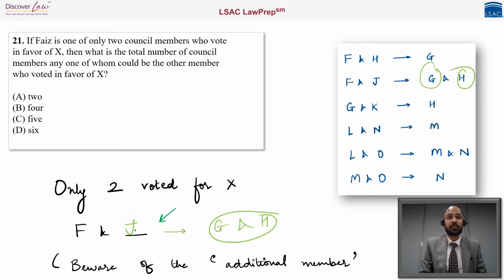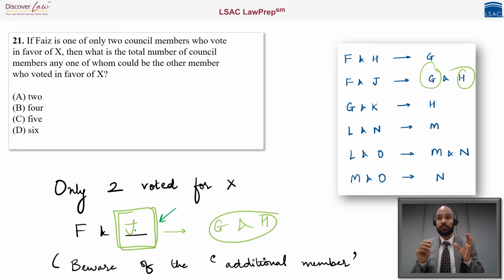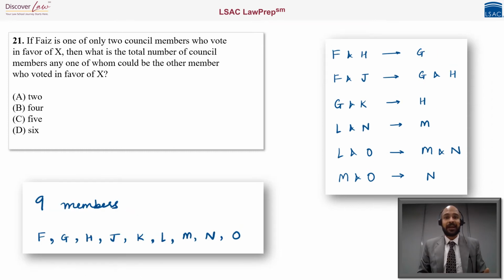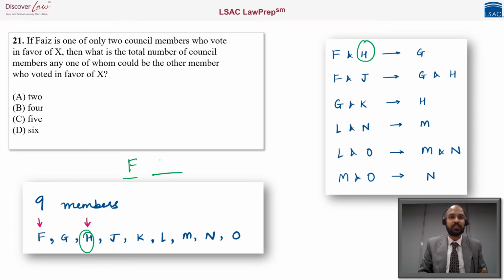So we want to ensure that this is a character that we choose which does not lead to additional members joining in. Let us look at this. So you have 9 members in total. Okay, the first person voting for X according to the question is very obvious, is F. Now you have the remaining 8. Let's see what they can be. If you look at H, you can see that the moment you use H, you also get G. So if you put H in here, then you get this G free tagging along, and this becomes a total of 3. But we require to have only 2. So it cannot be H.